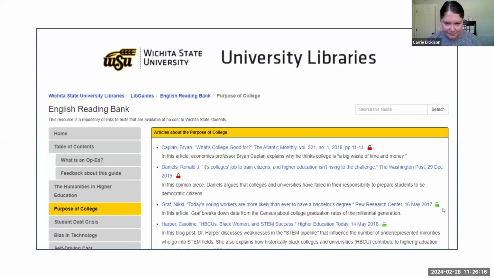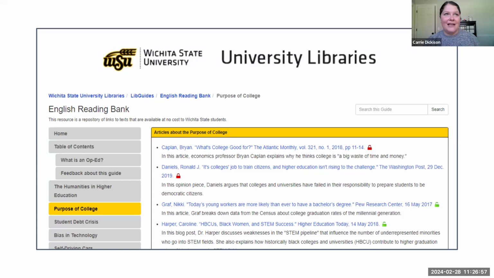But if you scroll down, you can see that we also linked out to an article in Higher Education Today about historically Black colleges and Black women's success in STEM. And we also linked out to a more informational piece by the Pew Research Center. Those are both free and available on the internet, so students don't need a paywall or their WSU credentials to get to those. So this is how we approached the reader, to give us the flexibility to include what we wanted.